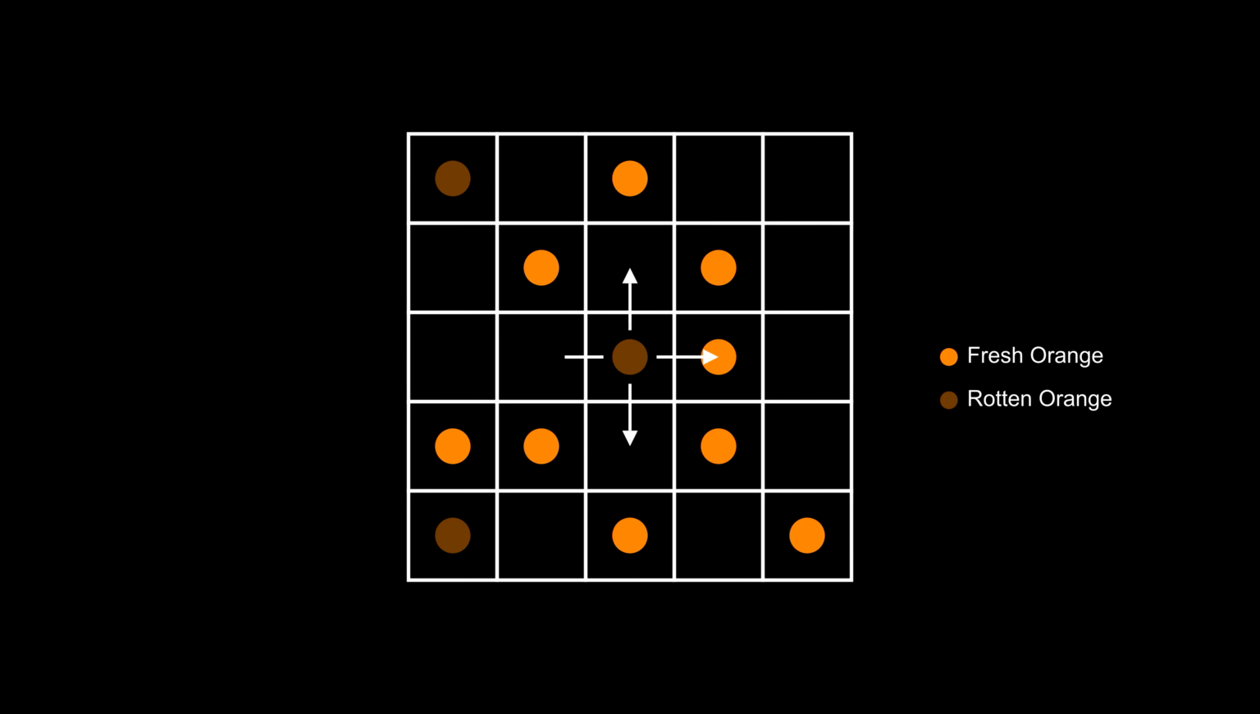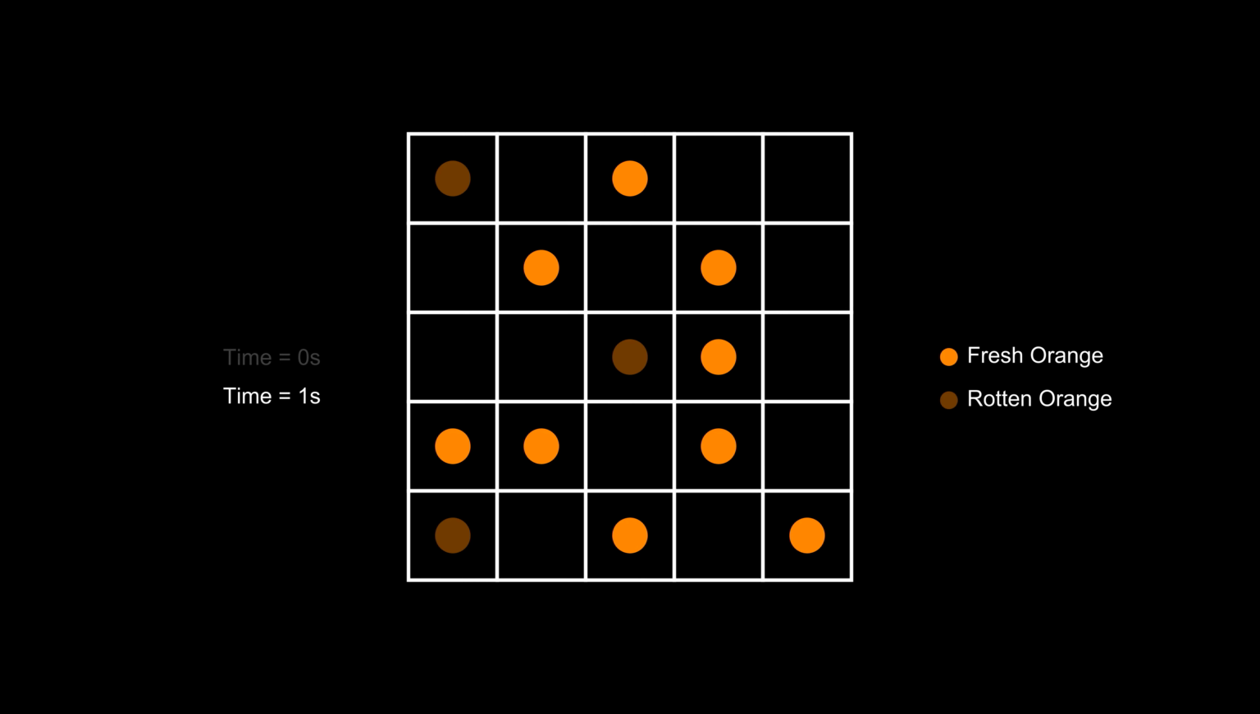Fresh oranges are represented by 1, rotten oranges by 2, and the empty spaces by 0. In any given interval of time, a rotten orange has the ability to rot fresh oranges placed immediately next to it, vertically or horizontally. Fresh oranges in the diagonally adjacent positions remain unaffected. Let's assume this is the placement of the oranges at the beginning, time equal to 0 seconds.